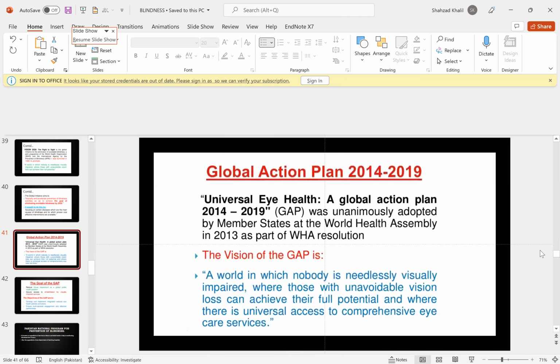Global Action Plan 2014-19, Universal Eye Health. The Global Action Plan was unanimously adopted by member states at the World Health Assembly in 2013 as a part of WHO resolution. The vision of the GAP is a world in which nobody is needlessly visually impaired, where those with unavoidable vision loss can achieve their full potential and where there is universal access to comprehensive eye care services.